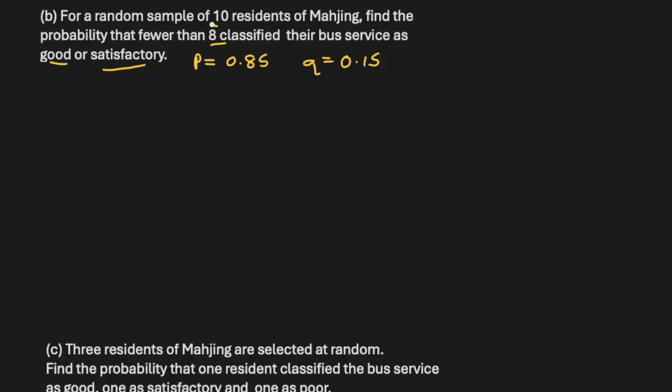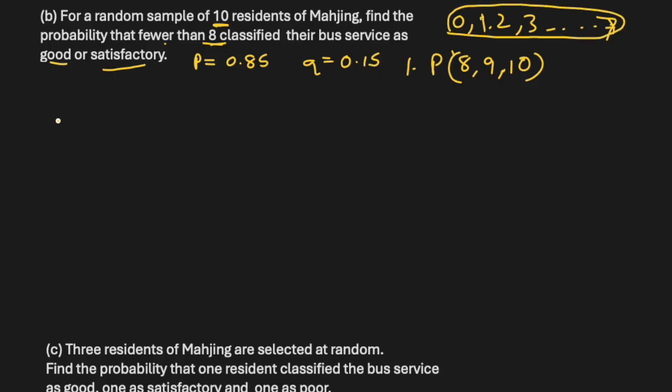Since there are just 10 of them and we want fewer than 8, it will be very difficult to list them, because 0 is fewer than 8, and 1, 2, 3 up to 7 are fewer than 8, right? I would rather write 8, 9 and 10, these only. I'll find their probability and subtract from 1, and we'll get the remaining ones. That's what I'm going to do.